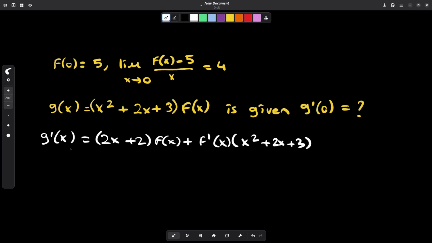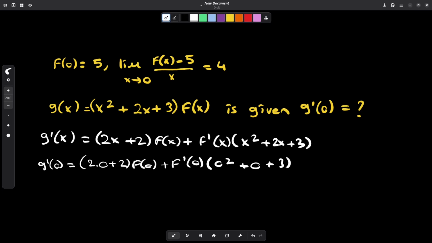So if I write 0 for x, I'm going to get something. Should we do it? Let's do it. g derivative 0: 2 times 0 plus 2 multiplied with f(0), which is 5, given to us, plus f derivative 0, which is not given to us, multiplied with 0 squared plus 0 plus 3. From here, what do I get? This part is 0, 2 f(0), 2 times 5, because f(0) is 5, plus f derivative 0 multiplied with 3. So 10 plus 3 f derivative 0.